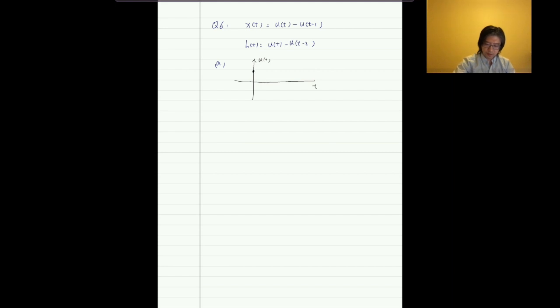It's basically something like that. Here's 1, here's 0. And h of t. So h of t is the difference between this u of t and the shifted version of u of t. We have been doing this many times, so I'll just sketch it directly. It'll be something like this. Here's 0, here's 2, here's 1. So we know at 2, the function would be 0. But for convolution, it doesn't matter what the value of the boundary point is. Okay, great.